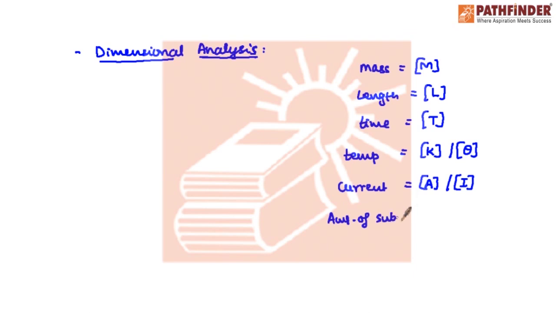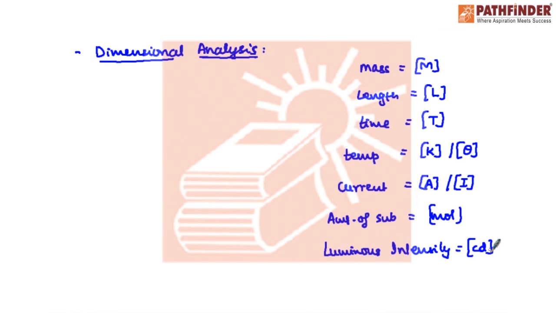Amount of substance, which we write as mole. And luminous intensity, which is written as CD, candela. So these are the 7 fundamental quantities we have, and whenever we express a physical quantity, we try to write it in terms of these 7 fundamental quantities.